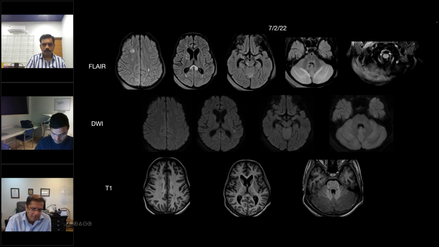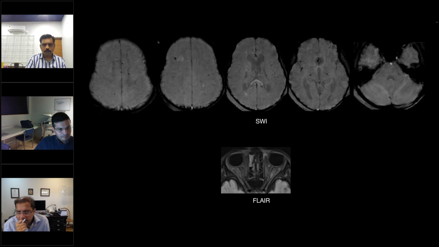On diffusion, none of the hyperintensities demonstrated any restricted diffusion. On T1 weighted sequences, the corresponding areas demonstrated iso to hypointense changes, and there is also some degree of generalized cortical cerebral atrophy.